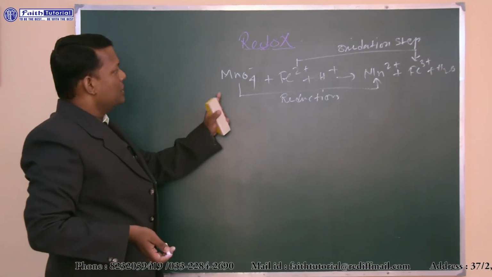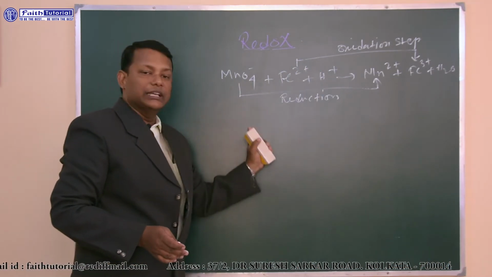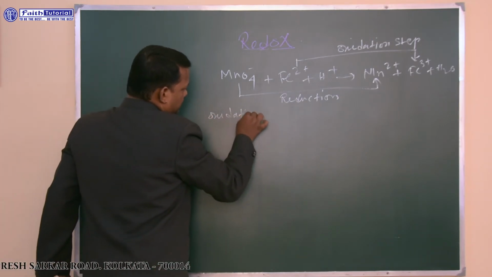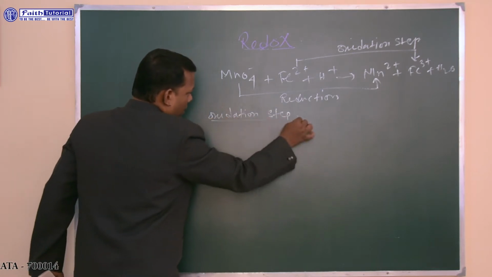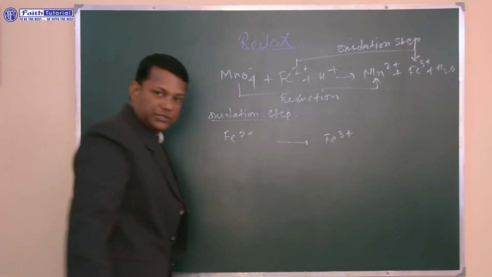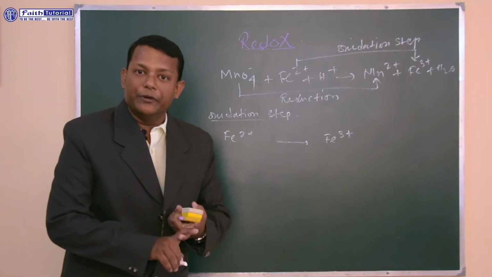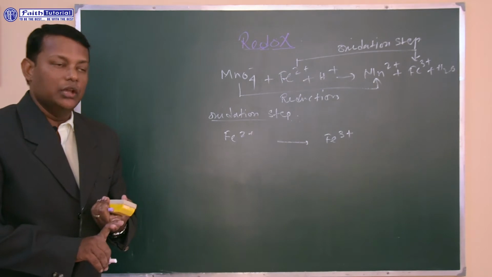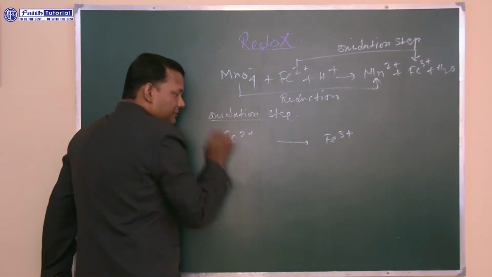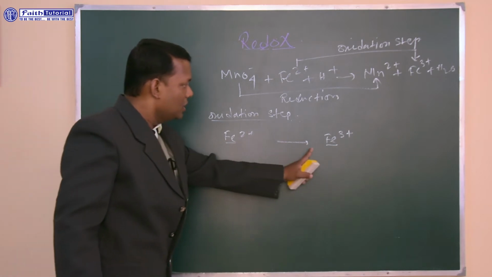So first of all, we have to divide this equation into two parts. One is the oxidation step, the other is the reduction step. In the oxidation step, we will take Fe2 plus to Fe3 plus. Now after getting the oxidation step, you have to balance the element first, then balance charge by adding electrons. Fe2 plus to Fe3 plus, on your left 1 iron, on your right 1 iron. So the element is already balanced.